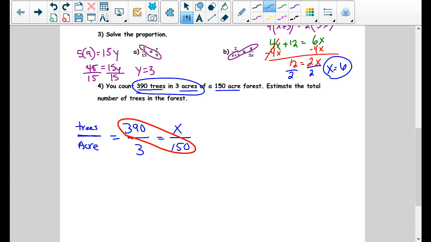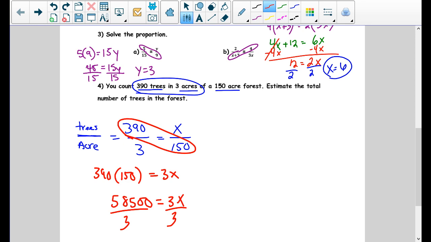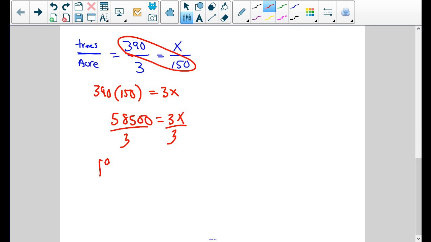390 times 150, who can tell me what that is? 58,500, and then when I divide that by 3, I get what? 19,500. Okay. Now, is that trees or acres? Trees, right? Because again, X is on top, so X is with the trees.